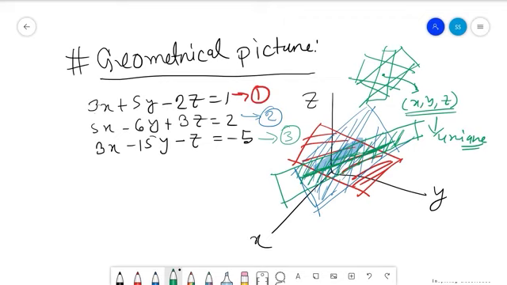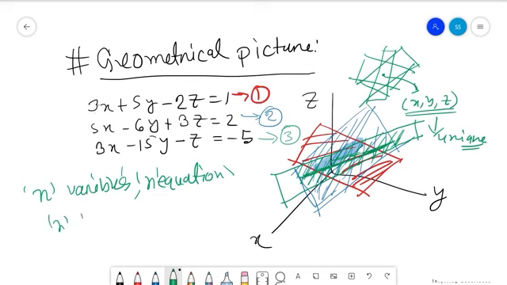Similarly, if you have an equation, let's say, with n variables and n equations, that actually gives rise to n-dimensional planes. And every time you use, let's say, two equations to get rid of one variable, the plane's dimensionality reduces and it becomes an n-1 dimensional plane. And when all the equations are used, that is n minus n, there is a zero-dimensional plane left, and this zero-dimensional thing is just a point. That is our unique solution.